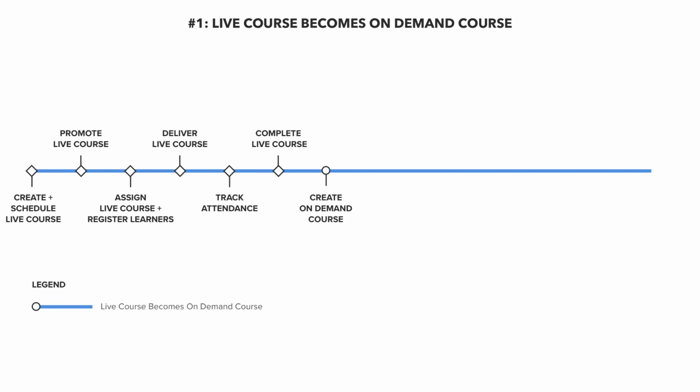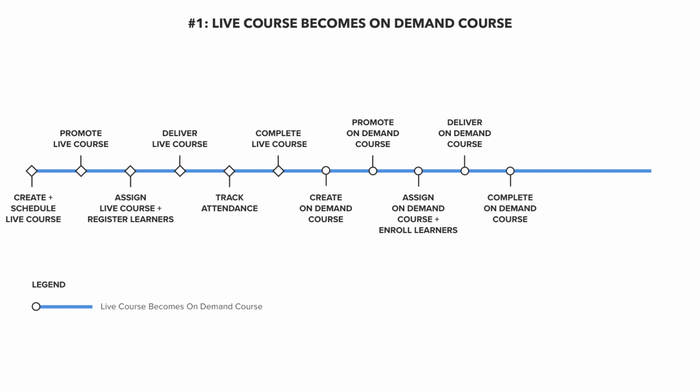That on-demand course gets promoted. You assign that on-demand course and/or open it up for self-enrollment. The on-demand course is then delivered, completed, added to each learner's transcript. Continuing education credits are provided where appropriate, and that completed course is displayed on employee profiles and directories. I'm guessing this sounds pretty familiar, right?